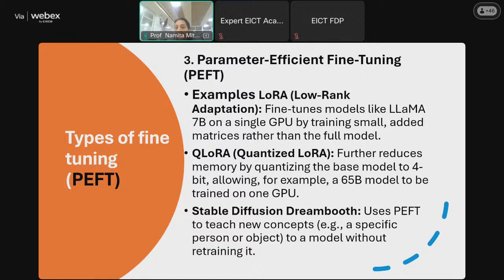And the other one is Stable Diffusion DreamBooth, which is the name of the model. It again uses PEFT to teach new concepts, that is a specific person or object, to a model without retraining it. This is the first model that doesn't need retraining. So far we have been saying we have to retrain on a specific dataset, but here there is no need. Again, we have some frameworks and datasets available for that, so all the students who would like to can do it as their project or assignment.